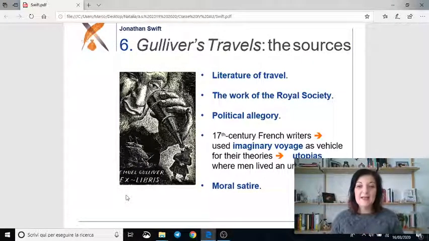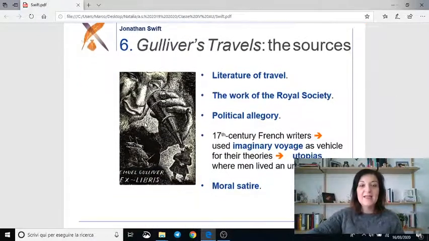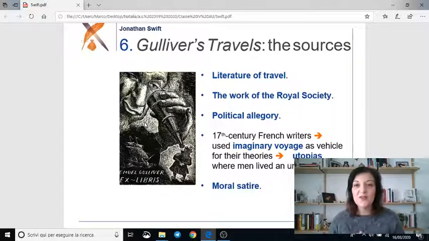Before going into details, going deep into the contents of the four books, I would like to tell you something, as you can see here in this slide, about the sources of the novel Gulliver's Travels. The sources in this case means the fonti, le fonti. So where, or what kind of literature, what are the examples, what are the books, what are the genres which Swift used in order to write Gulliver's Travels.